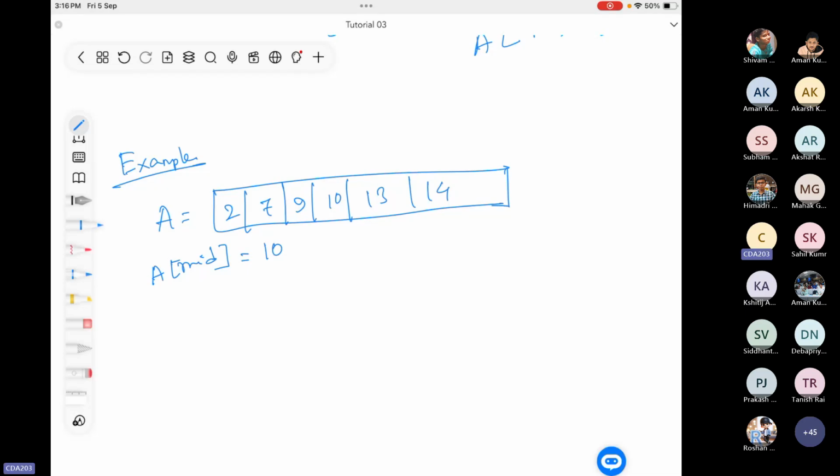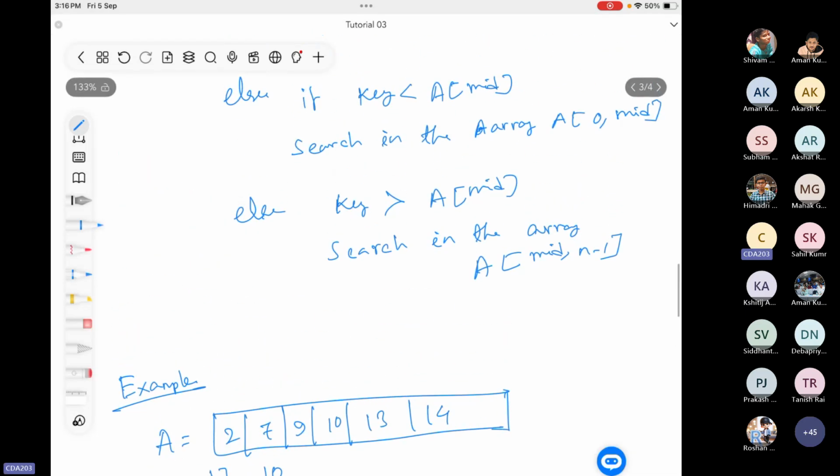I am using n-1 because I've started the index with 0. If you have an n element array and your index starts with 0, then the index of the last element should be n-1, right? So that's why it's from mid to n-1.